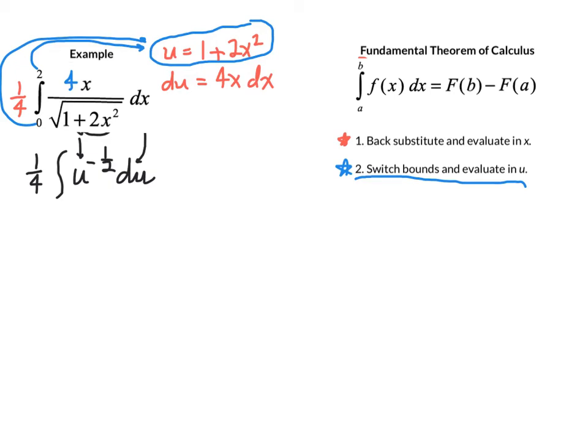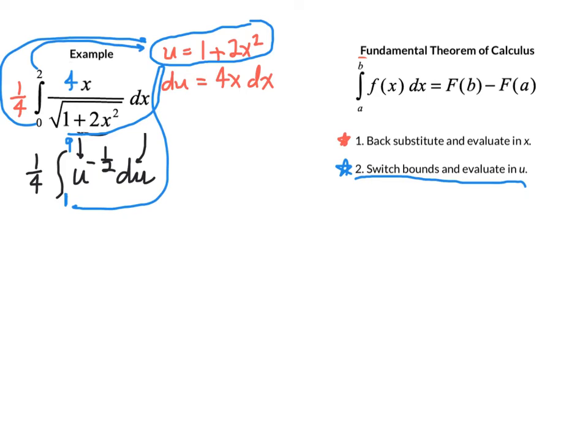So if my lower bound in x is 0 and u equals 1 plus 2x squared, that's going to result in the lower bound being equal to 1 in the u variable. And if the upper bound is 2, we plug that in and we get u is equal to 9. So my choice I made here was, let's just switch everything over and put the bounds into the u variable too, and then we can just go ahead and finish everything from here.